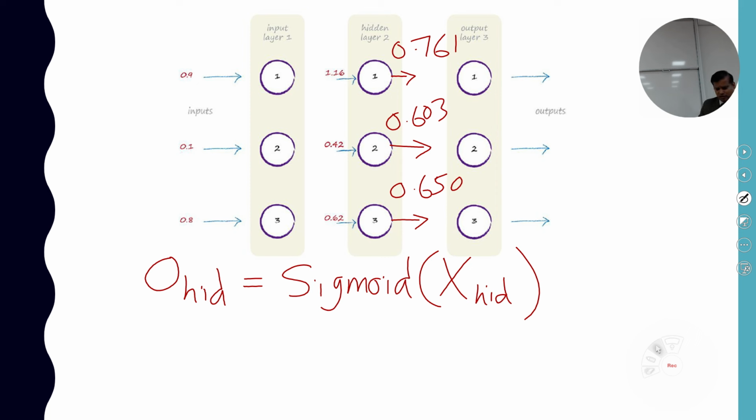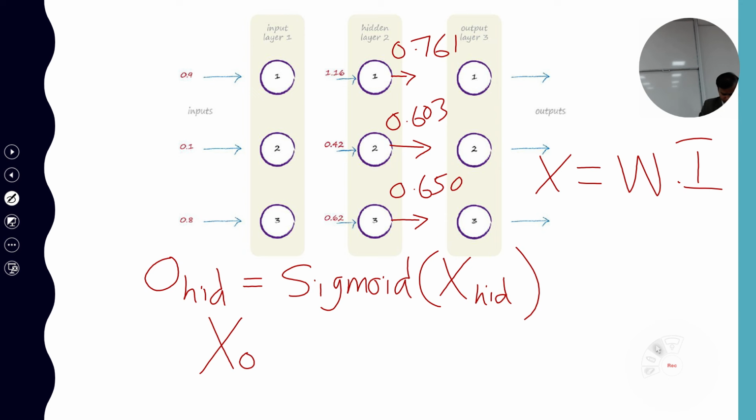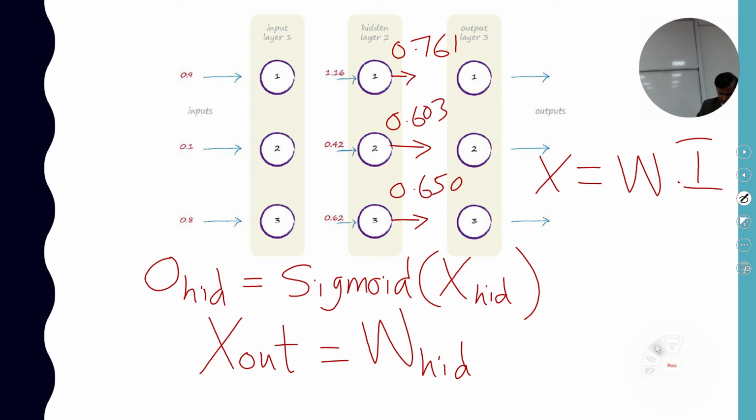Well, how about this final output layer? What is the property here? What is the input that you're giving to this output layer? And what is the output of this output layer? So that's another question, right? We still go for a similar thought where x equals w times I. And we know that x output equals w of output times output of hidden.